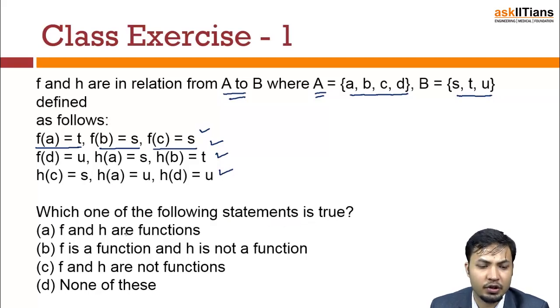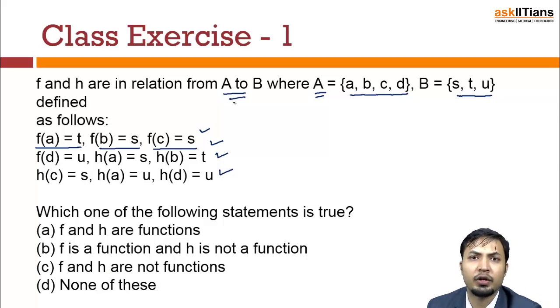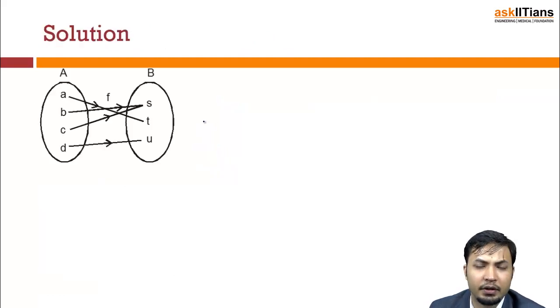F and h are functions. F is a function, h is not a function. F and h are not functions. None of these. Now, how do I solve it? The first thing we are going to do is have a look at the graph. From this, I draw the map for A and B, the domain and range. From this, I gather that A has T, B and C have S, D has U.